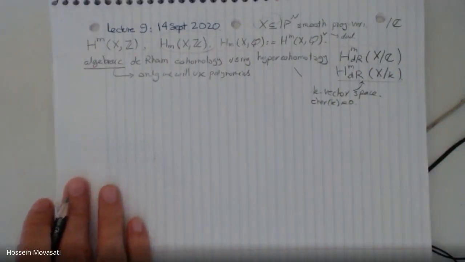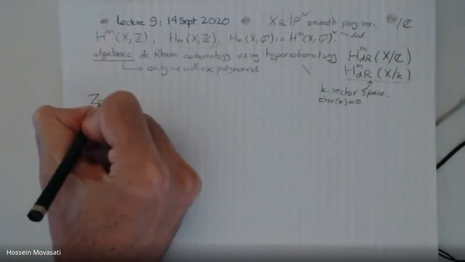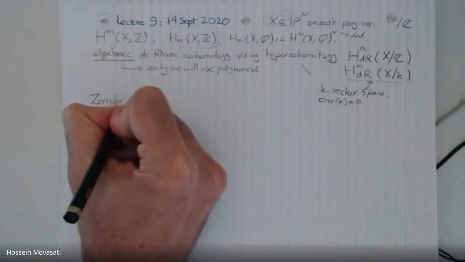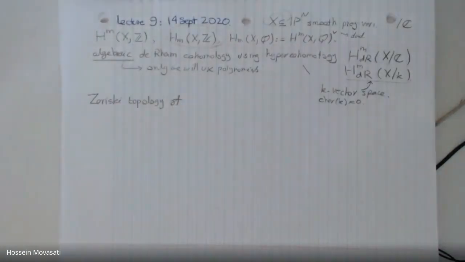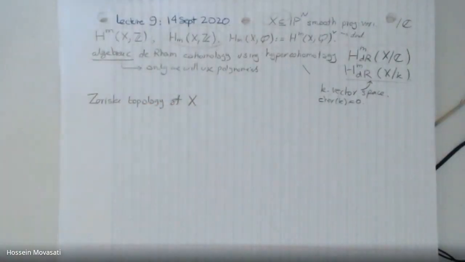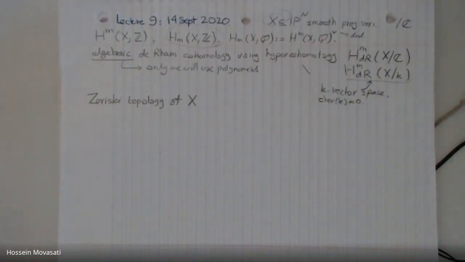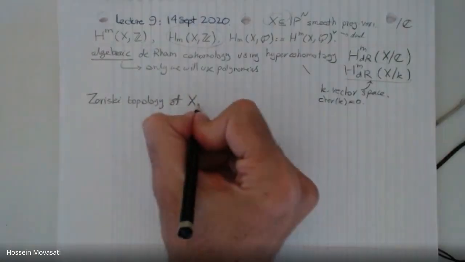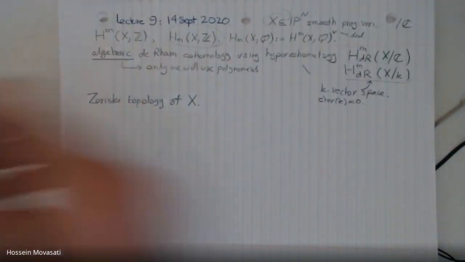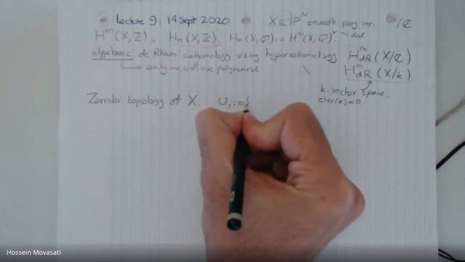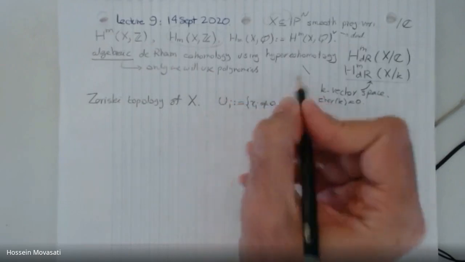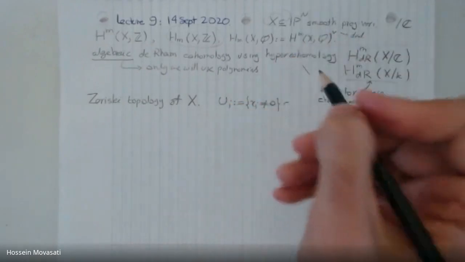So what we need is the Zariski topology of X. Maybe very fast, I remember this one. For the Zariski topology, let's say you have this open set U_i, x_i not equal to 0. So let's fix the notation.